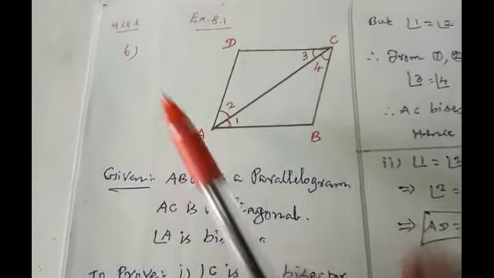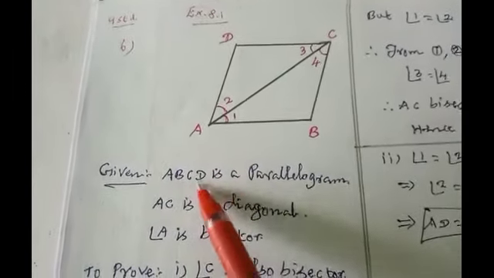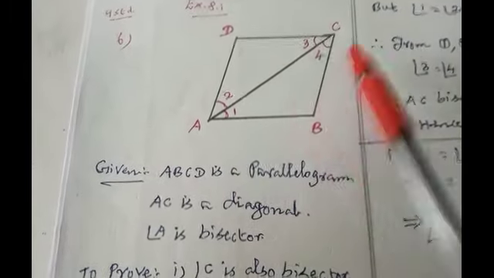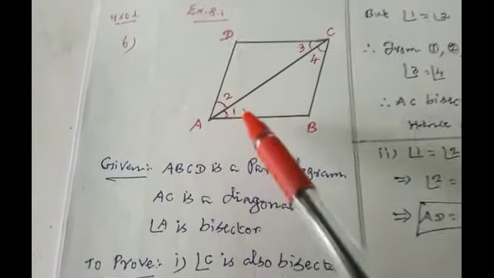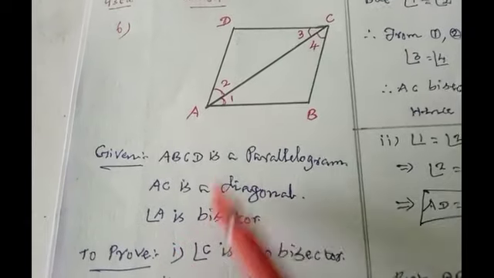Exercise 8.1, the sixth sum. It is given that ABCD is a parallelogram. Okay, ABCD, and AC is a diagonal. Okay. Now angle A is bisector.